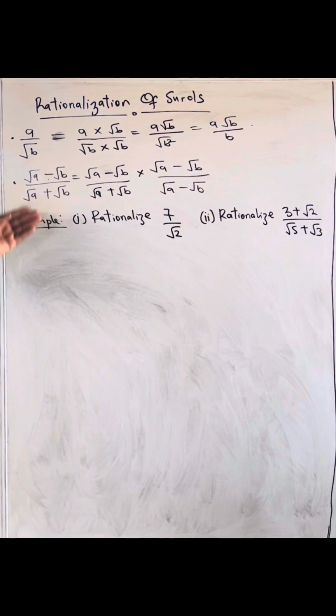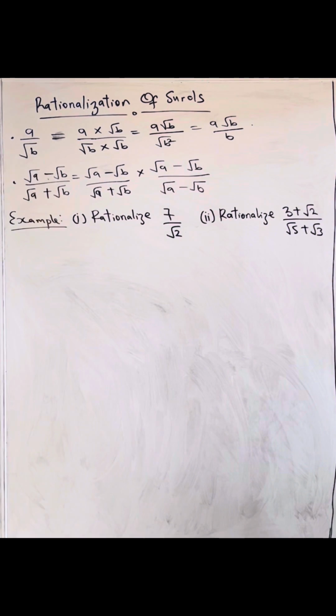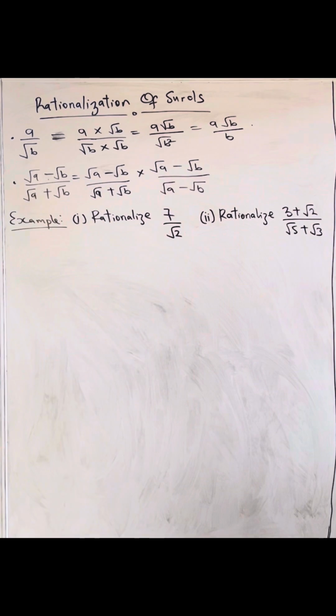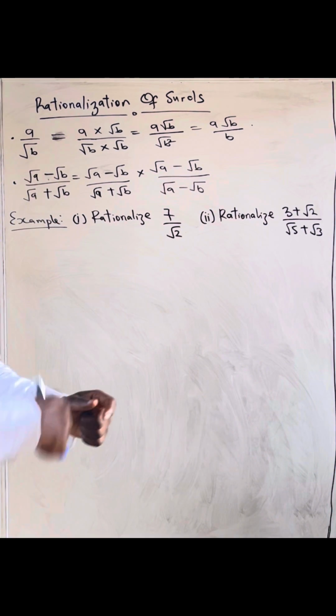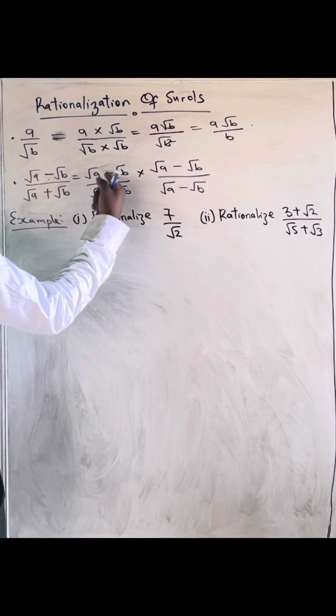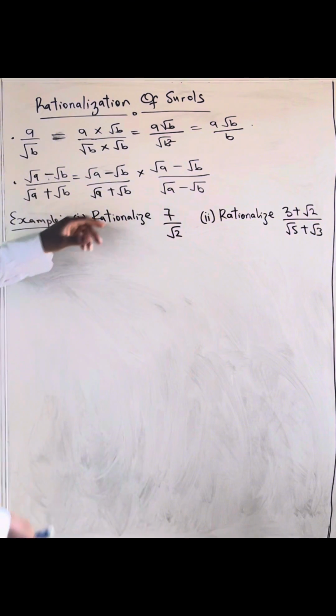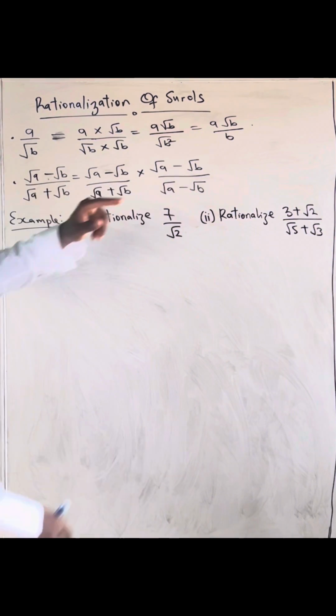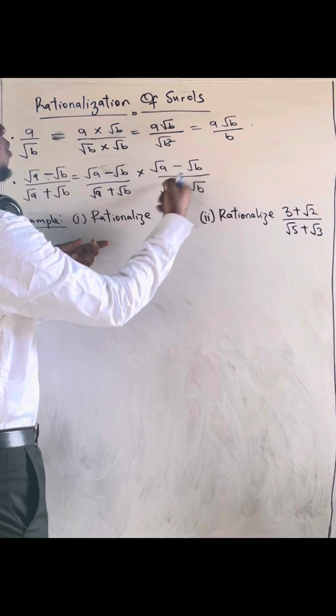So whenever I want to rationalize this type of expression, what am I going to do? I'm also going to multiply both the numerator and the denominator by the denominator, but in this case, I'm going to be multiplying by the conjugate of the denominator. So to rationalize root a minus root b over root a plus root b, what is the conjugate of this denominator? That is root a minus root b. So I'll just multiply by root a minus root b over root a minus root b.